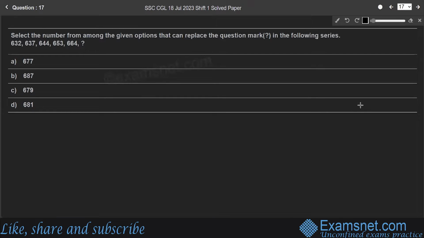Question number 17. Select the number from among the given options that can replace the question mark in the following series. Here, students, the first number is 632. Second number is 637. So, 632 plus 5 gives 637, right? Third number is 644. So, 637, second number, plus 7 gives 644, right?